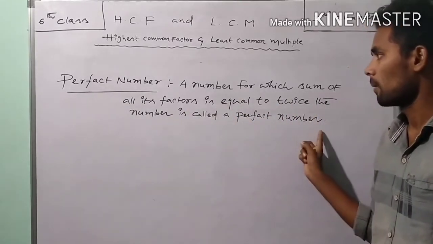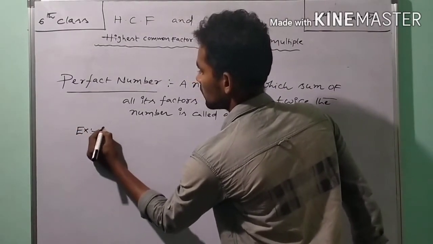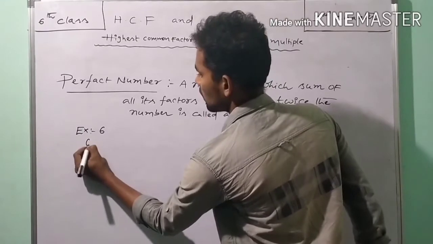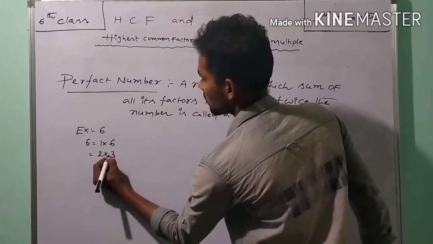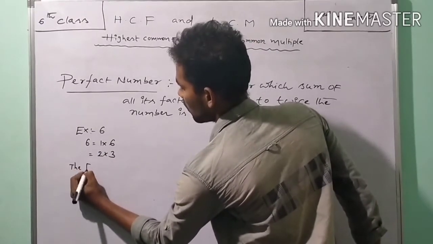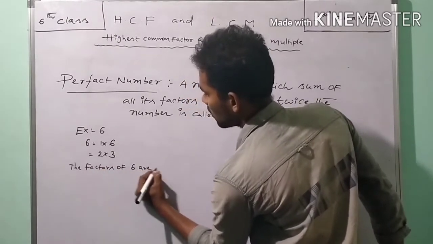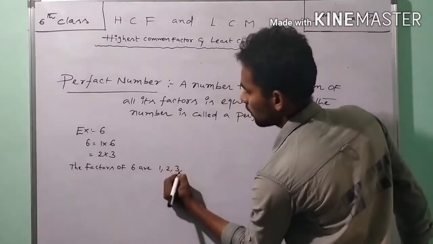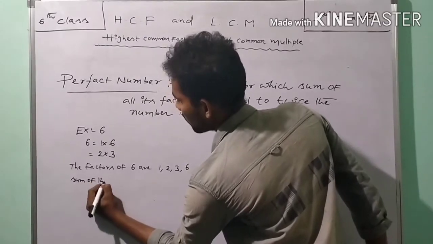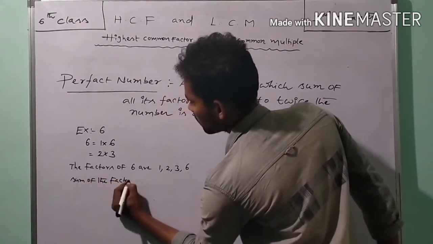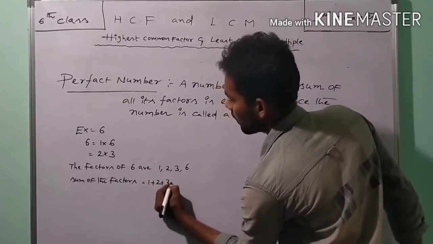called a perfect number. For example, 6. Factors of 6: 1 × 6 = 6, 2 × 3 = 6. The factors of 6 are 1, 2, 3, 6. Sum of the factors: 1 plus 2 plus 3 plus 6.